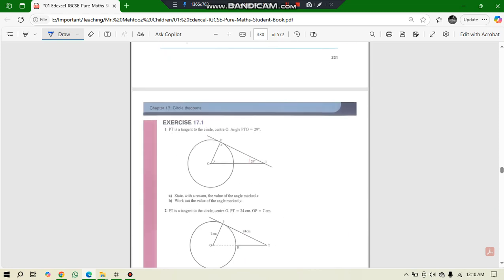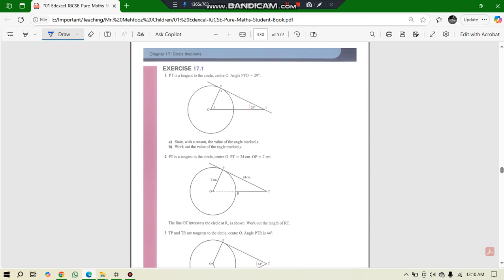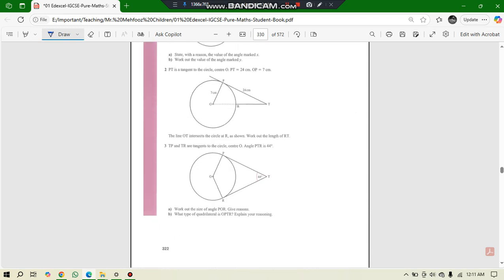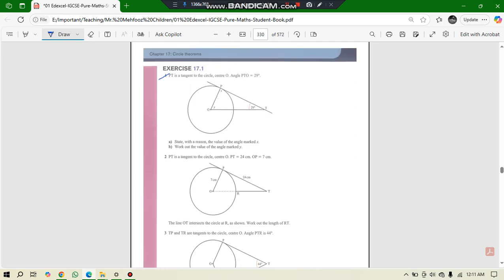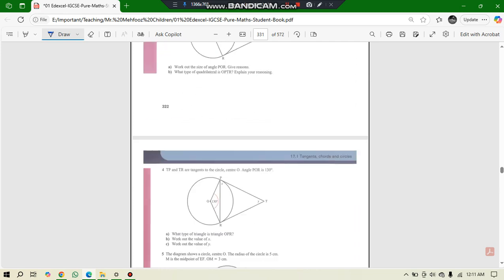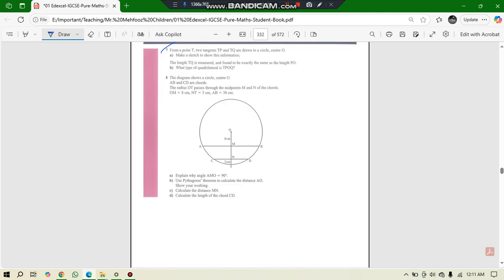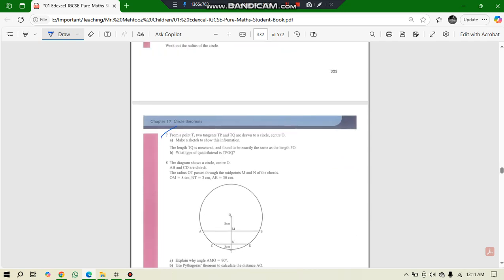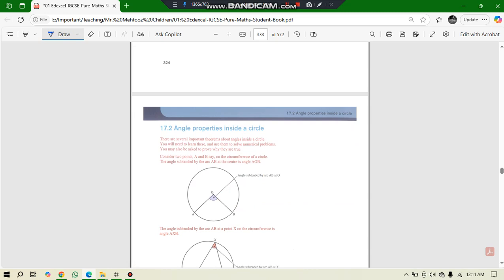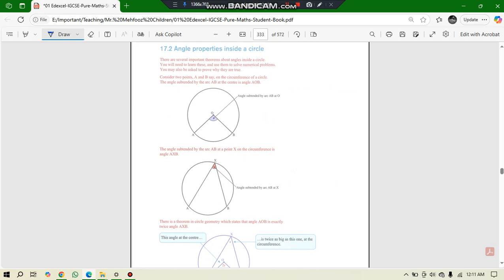Next is the exercise 17.1. Also in this exercise we just use these previous theorems which we have studied, right? And you have to do some questions from this exercise. Question number 1, question number 3, question number 5 and question number 7. All these questions, do these questions and send it to me on the WhatsApp group, right? And the next one is the next topic, that is 17.2, angle properties inside a circle.